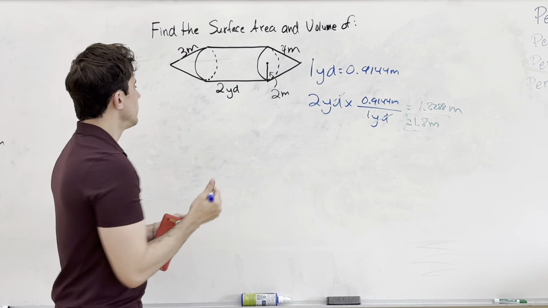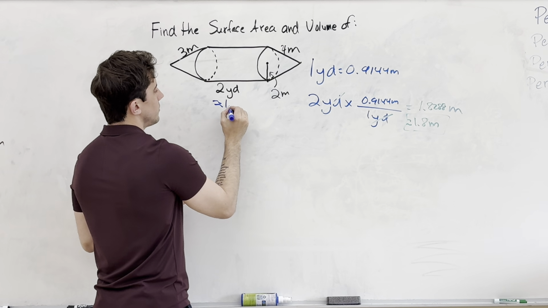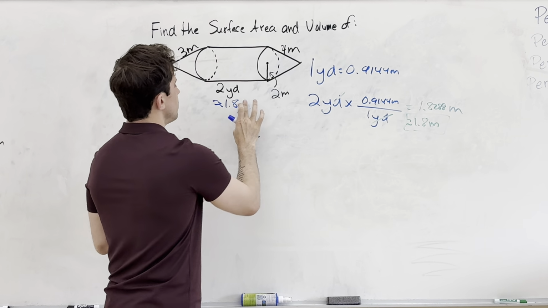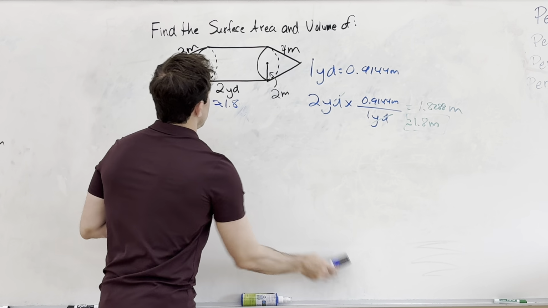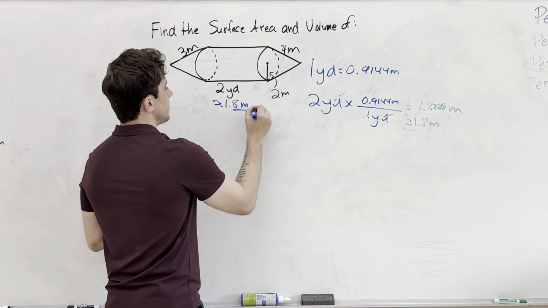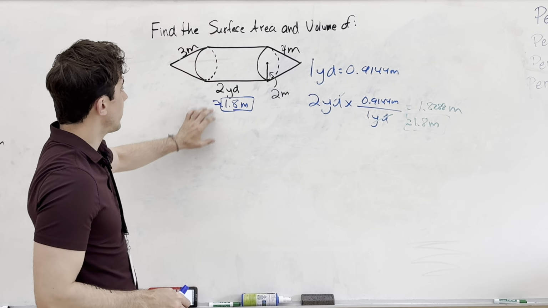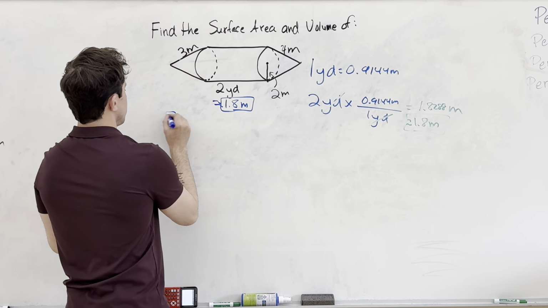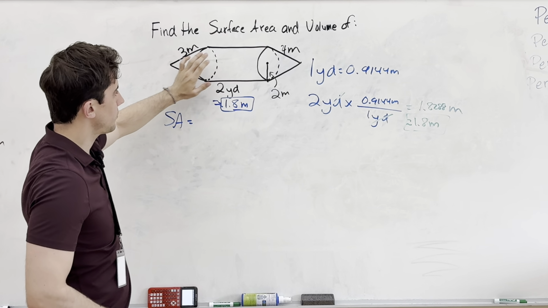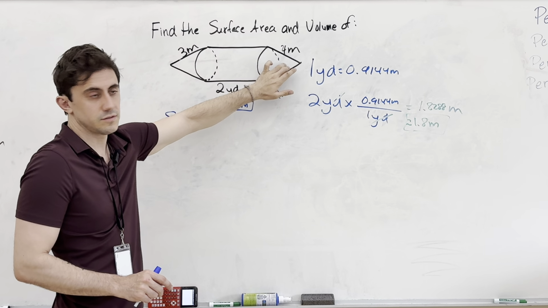Okay, good enough. So that means that this dimension here, the length of the cylinder in the center, we'll write as 1.8 meters. Pardon my mess here. 1.8 meters. There we go. So now, with that taken care of, we're ready to start computing the surface area. So the surface area is going to be the surface area of this cone plus the area of the cylinder plus the surface area of the second cone, right?